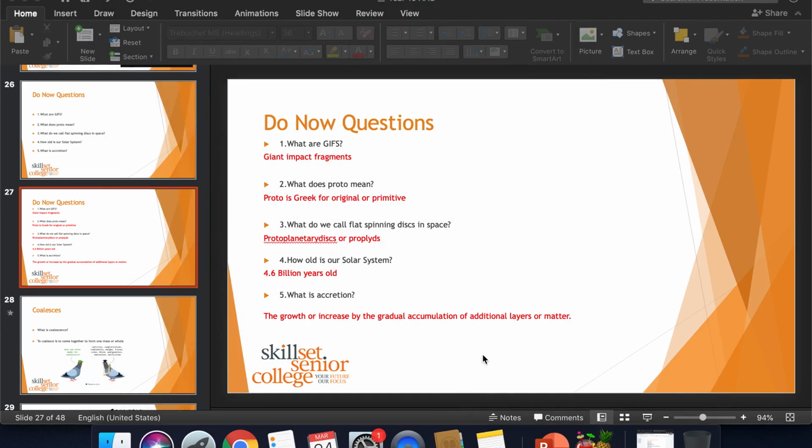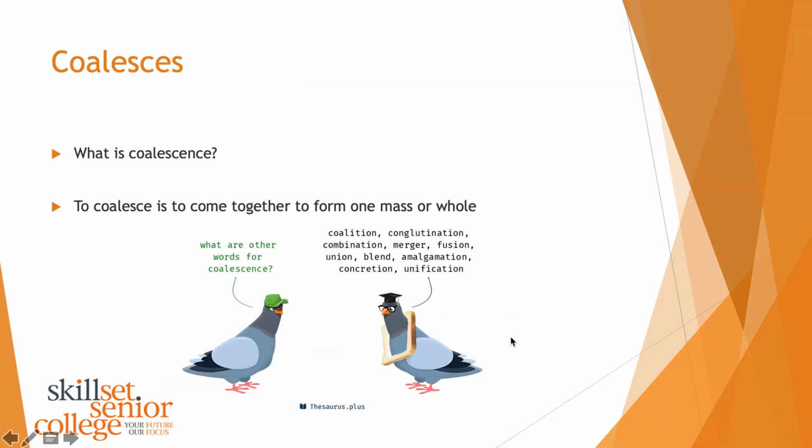So what are we talking about today? Well, we're talking about accretion and the formation of planets, but there's another really important word that we've seen but haven't explained, and it's quite difficult to say sometimes, but it's coalescing. Okay, what do we mean? What is a coalesce or to coalesce? To coalesce, when we talk about this in terms of the Earth, we're talking about all the rocks started to coalesce together. And what it means is the coming together to form one mass or one whole.